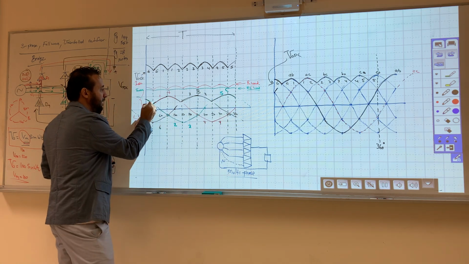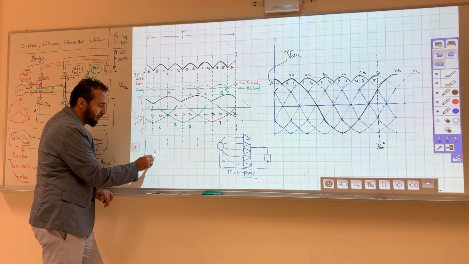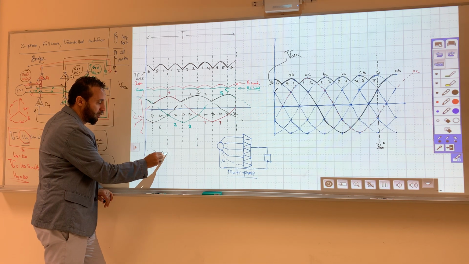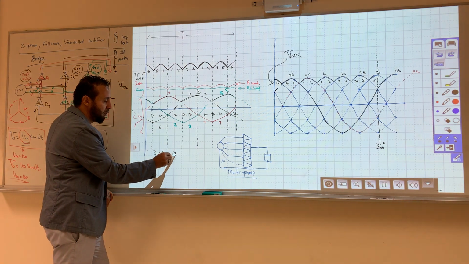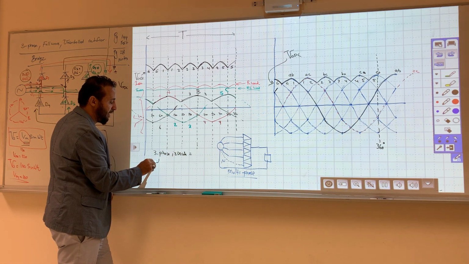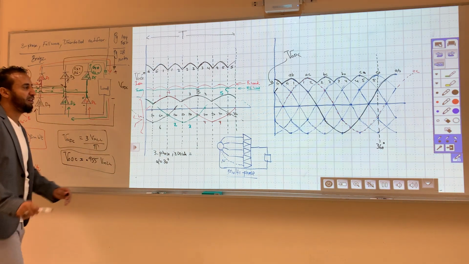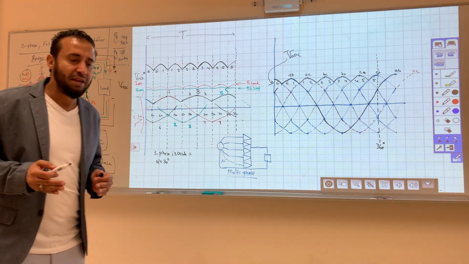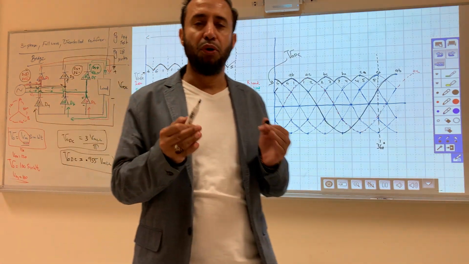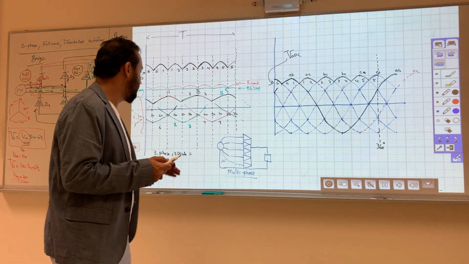Okay, this is my output, and this is my alpha. So when I have 3-phase, 3 diodes, my alpha equals 30 degrees. I mean that my first pulse, full pulse, starts at 30. Okay, so that's my alpha.